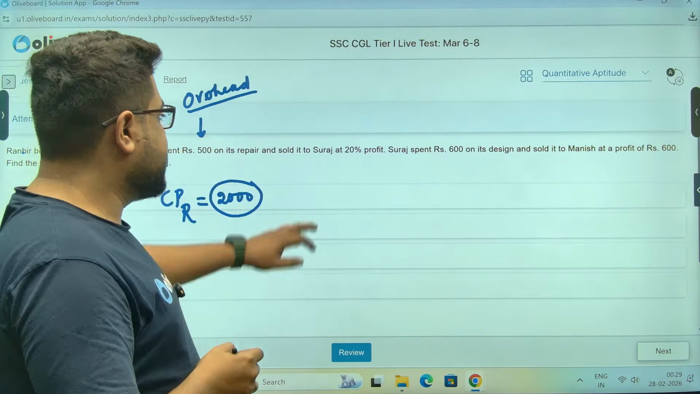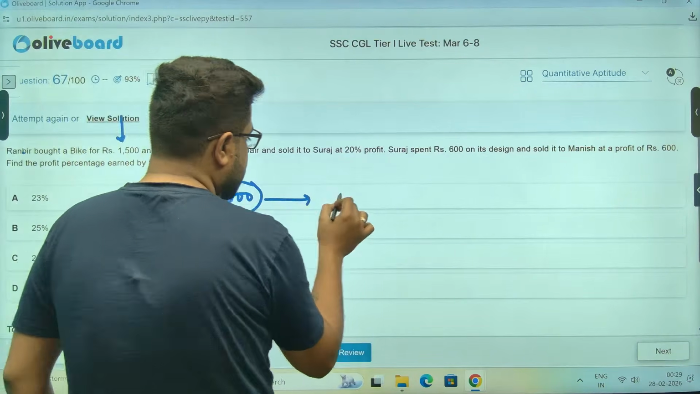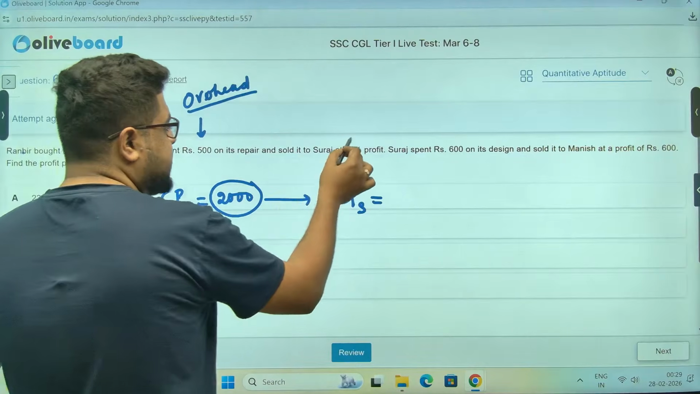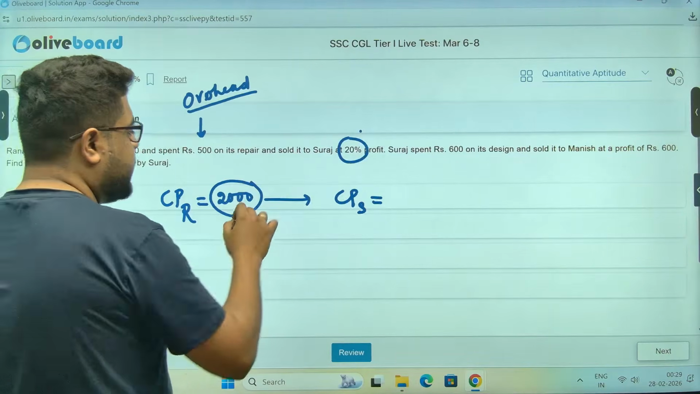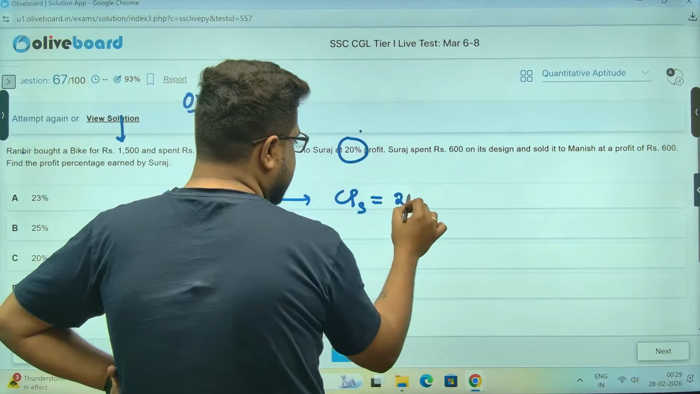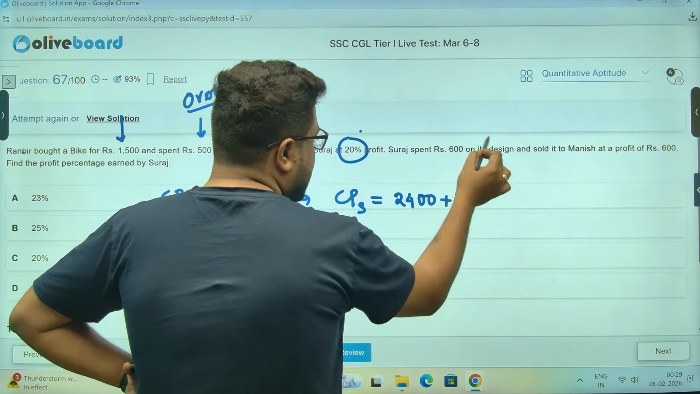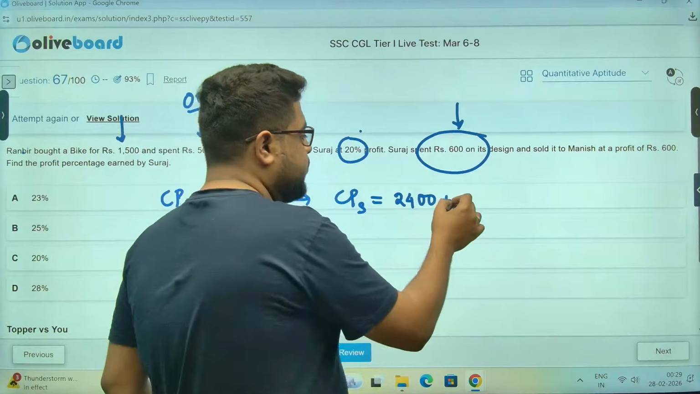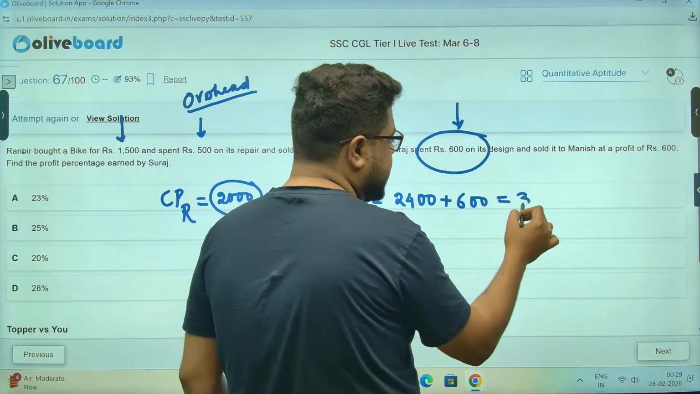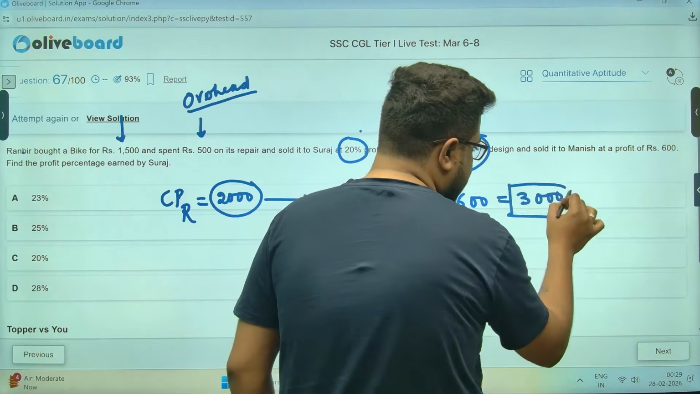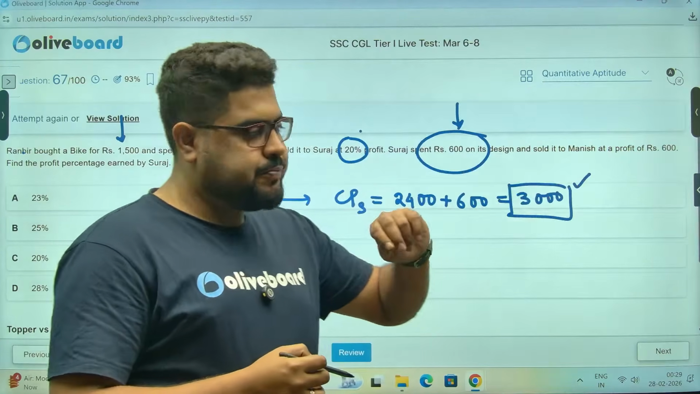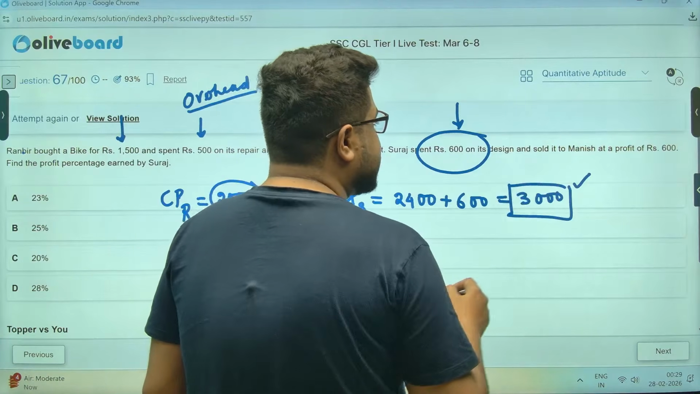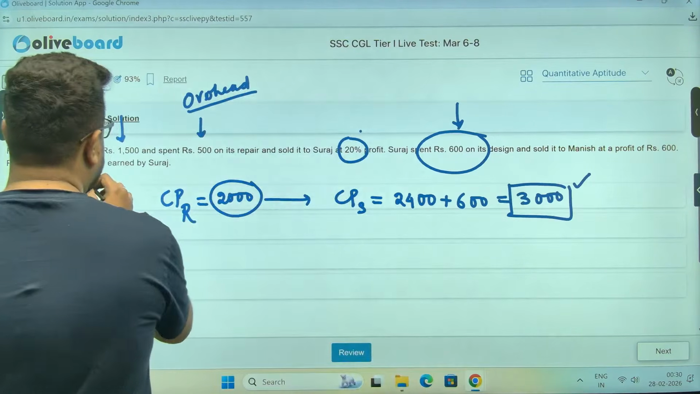1,500 plus 500. Now, Suraj's CP will be SP for Ranveer, 20% profit, 1/5 of this, meaning 400 rupees. So that means it will be 2,400. But again, designing may, Suraj again had spent 600 more, meaning the actual CP would have been 3,000 rupees for Suraj, because overhead always gets added to CP. Now, Manish, sold it to Manish at a profit of 600 rupees, profit percentage.